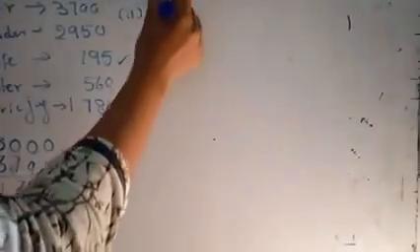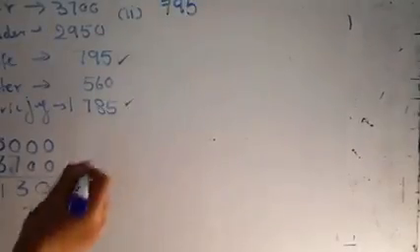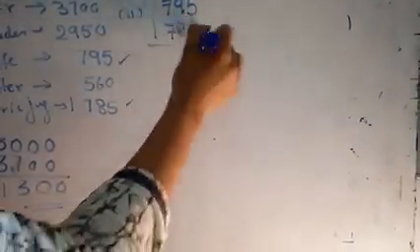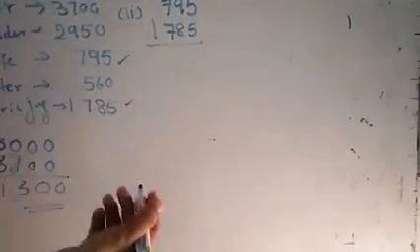Next one, Maya bought a knife and an electric kettle. A knife and an electric kettle. Let's add those two together to see her bill. 795 and 1,785. Let's add these two together to see the bill.